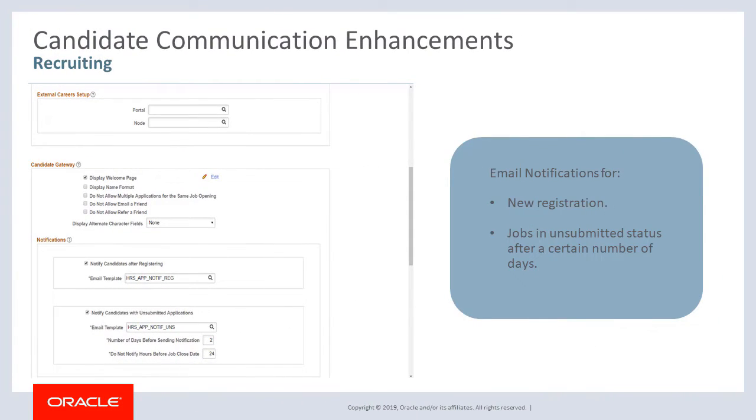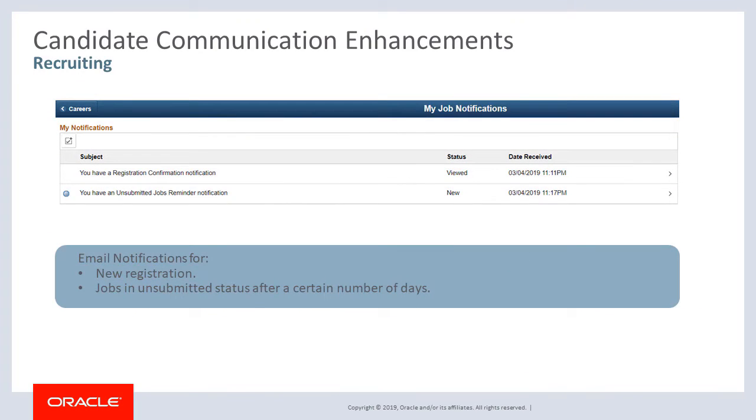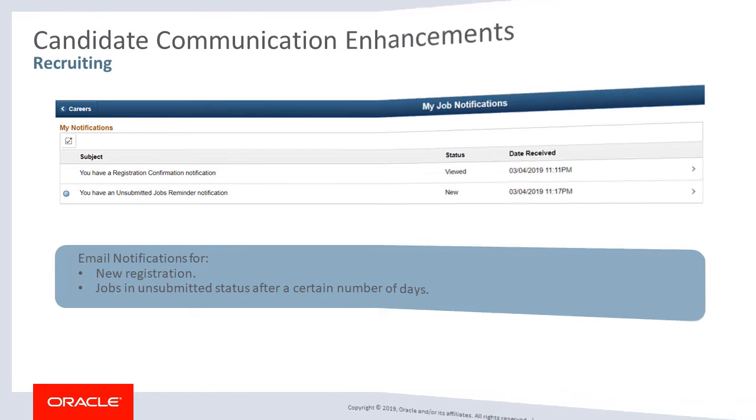Enhancements to Candidate Gateway include configurable email notifications that can be sent to candidates when they register on Candidate Gateway. Applicants can also receive email notifications when they have jobs in unsubmitted status based on the configurable setup. This completes our discussion of the candidate communication enhancements.